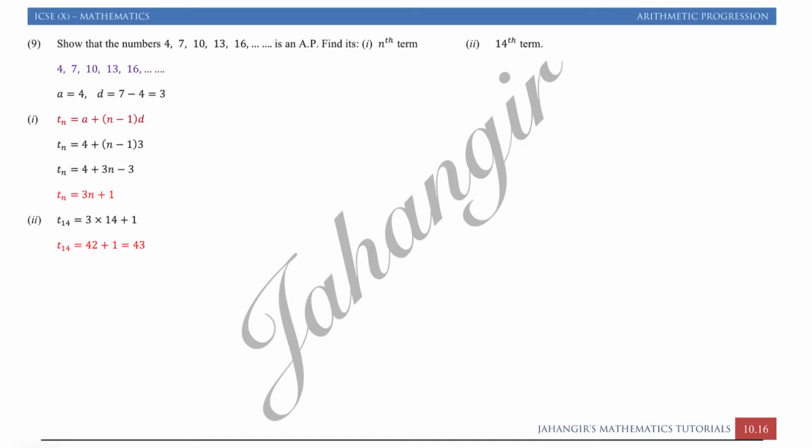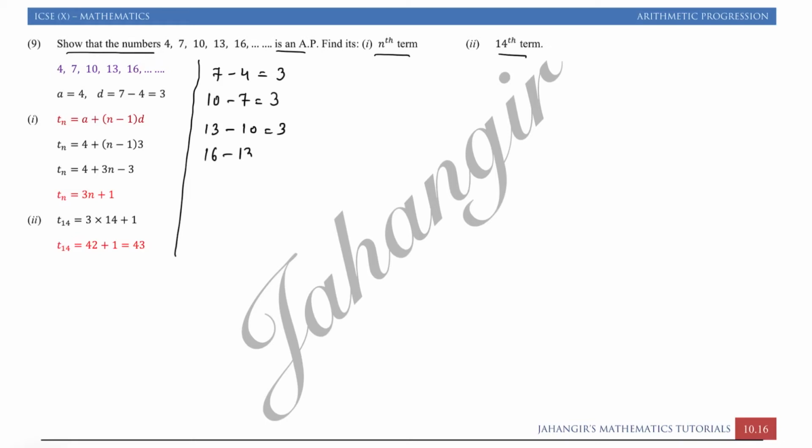Question number 9. Show that the numbers 4, 7, 10, 13, 16 is an AP. Find nth term and 14th term. So here first you have to show that it is an AP. To show that it is an AP, we will find the difference between the consecutive terms. Let us start with 7 minus 4, that is 3. 10 minus 7, that is again 3. 13 minus 10, that is again 3. 16 minus 13, that is again 3.